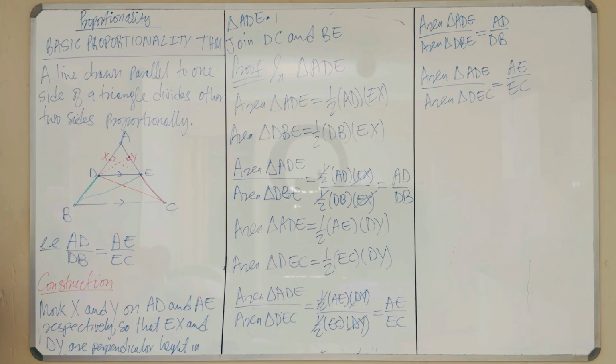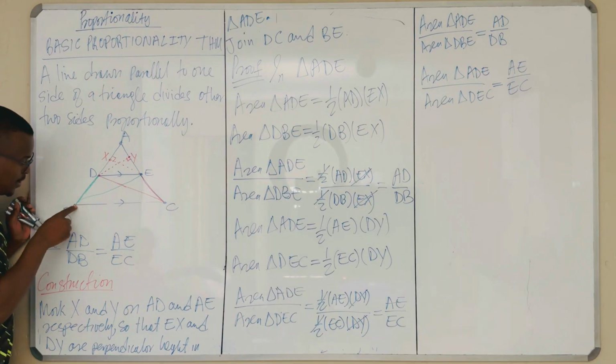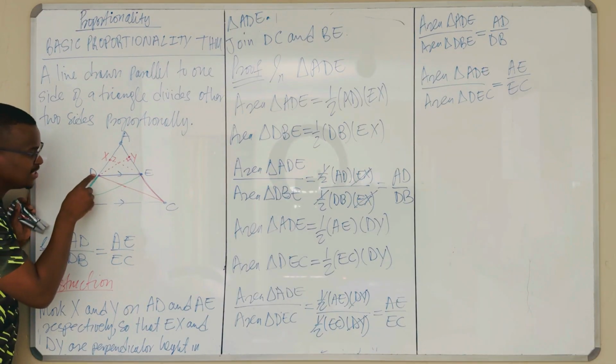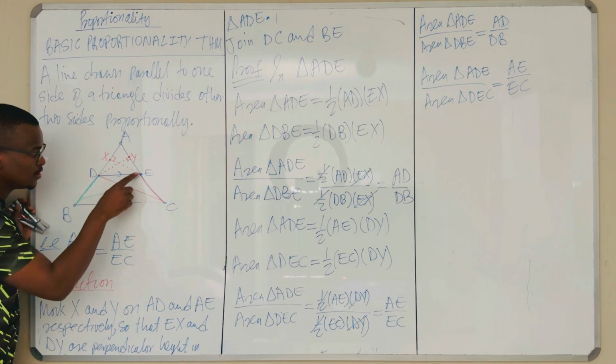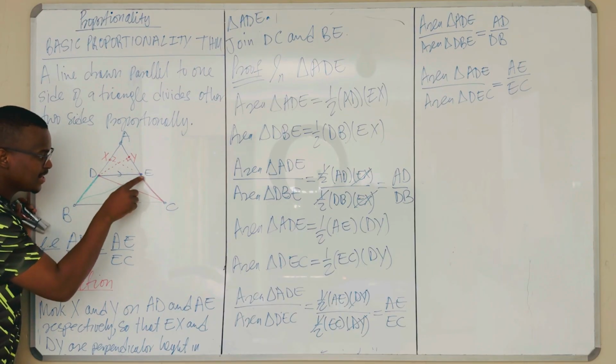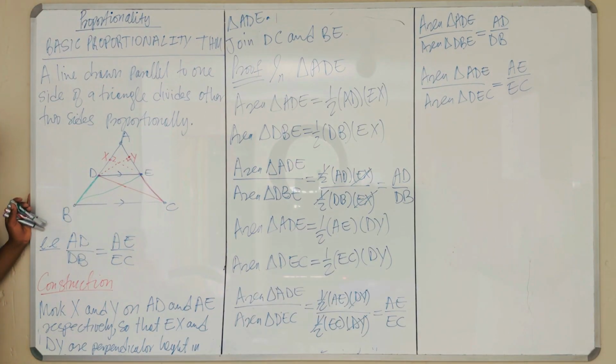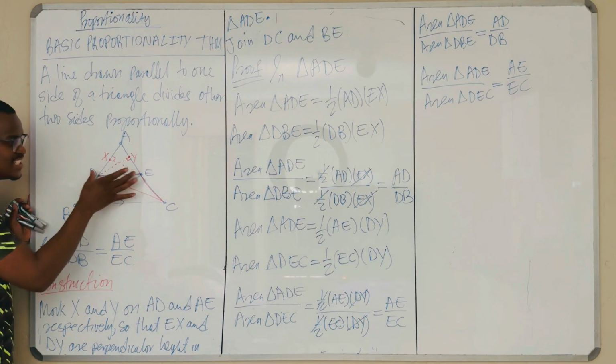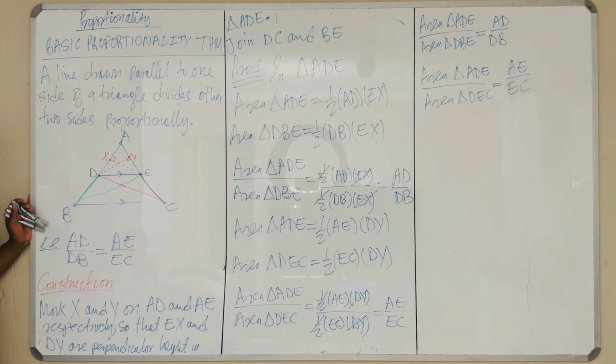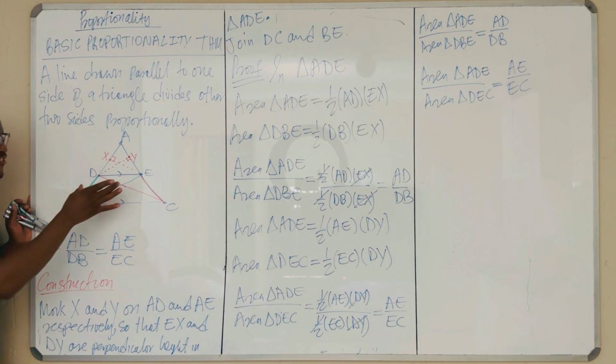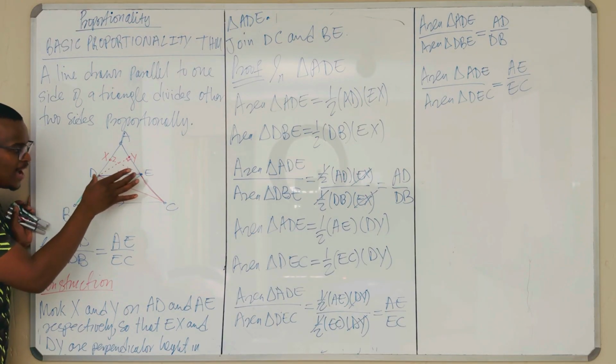Okay, wait. You said triangle? The green one, DBE and DEC. These two triangles. This one, the green one, and the red one. What do they have in common? Yes. They have the same base. They're sharing DE. And you know the area of a triangle is half base times perpendicular height.